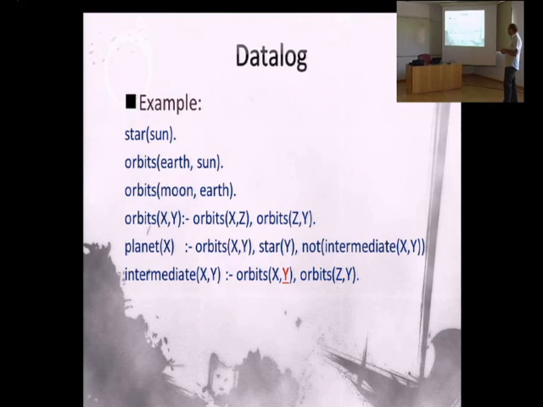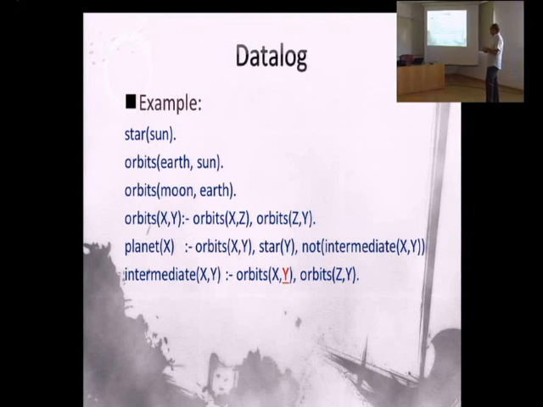So we add a new predicate, and we say X orbits Y, Y is a star, and there is nothing in between. There is no intermediate body between X and Y. In the case of the Moon and the Sun, there is something intermediate, the Earth. We are using not, and this predicate intermediate, and intermediate is defined here. X and Y have something intermediate if X orbits Y and Z orbits Y. This is wrong, because this should be Z. But this is a little bit complicated, and it's easy to make an error.